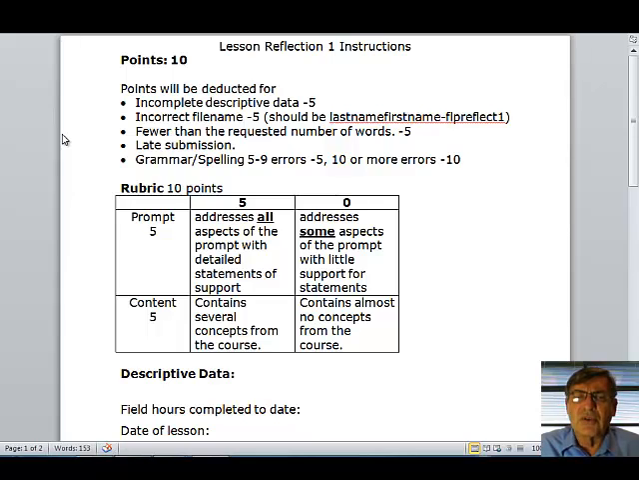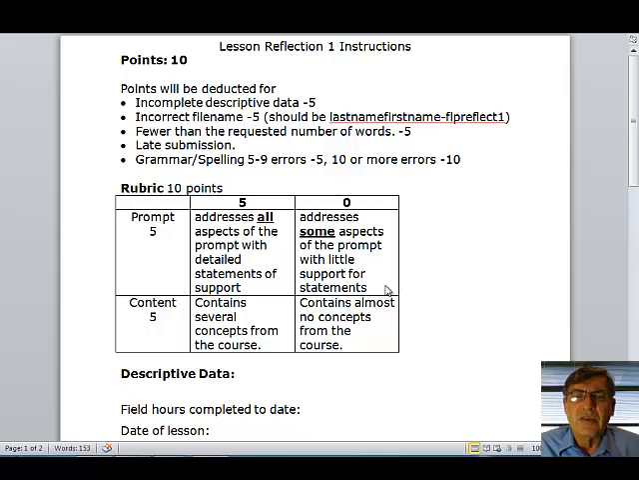The content is also worth 5 points. It contains several concepts from the course. 0 points if it contains almost no concepts from the course. In other words, you're just doing a stream of consciousness. You're just writing what you did and what you saw without relating it to any of the vocabulary or anything else in the course that we've been talking about, but especially in regards to assessment and the anticipatory set and other things like that that we've talked about.